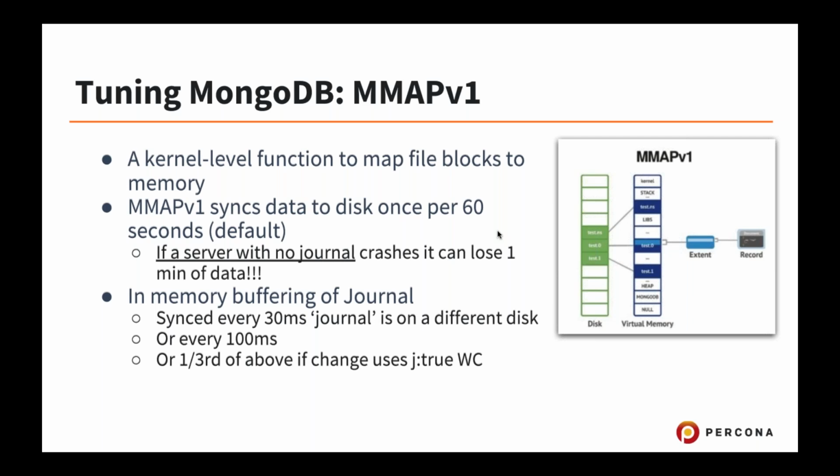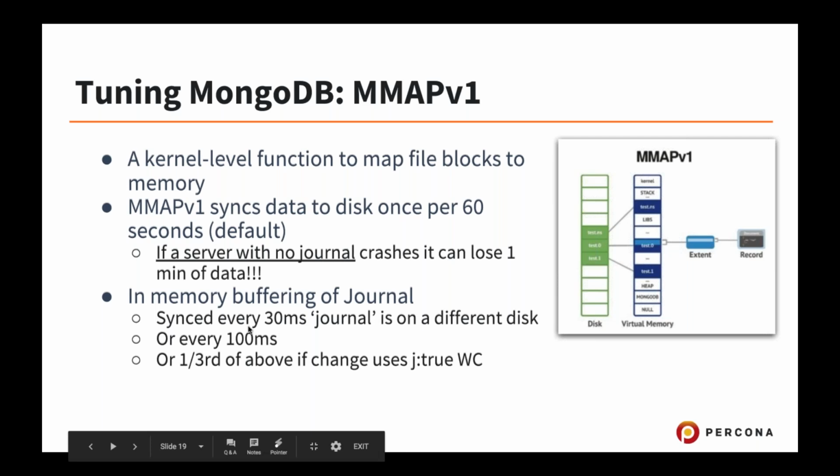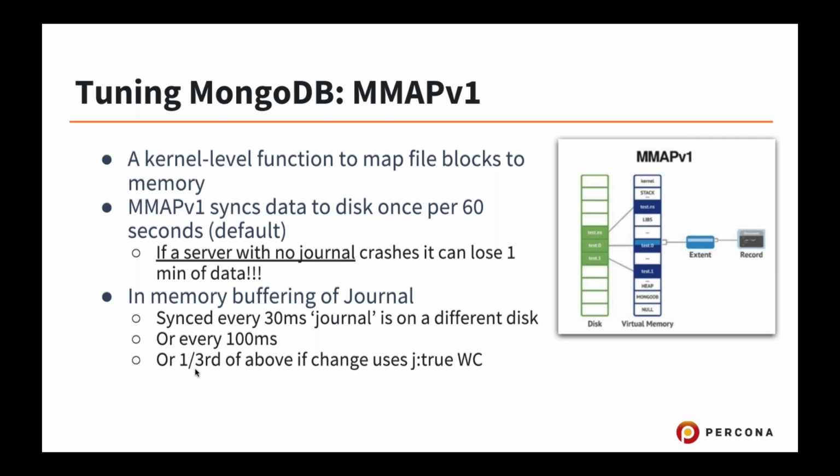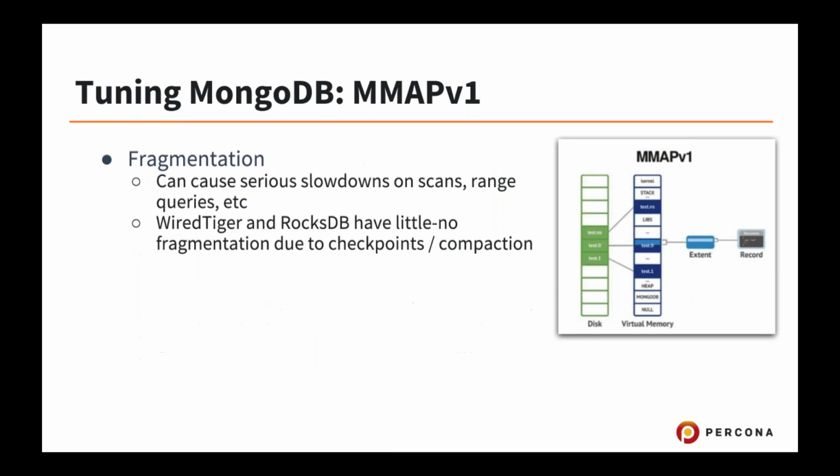If the journal's on a separate disk, I think I'll get to that at some point here. But it's good to store a journal on a separate disk if you have the ability to with your hardware. Or every 30 milliseconds if Mongo knows that the disk is not separate. If you use a write concern with journal true, 1/3 of the millisecond number is used for writing the journal buffer to disk.